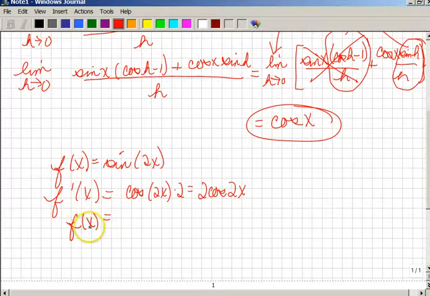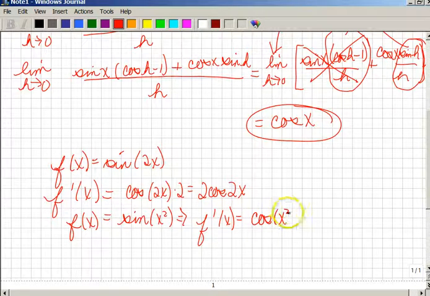Let's say we want the derivative of the sine of x squared. Well, same thing. The derivative is going to equal the cosine of x squared multiplied by the derivative of the inside, which is 2x. And we can rearrange that and write that as 2x cosine of x squared.